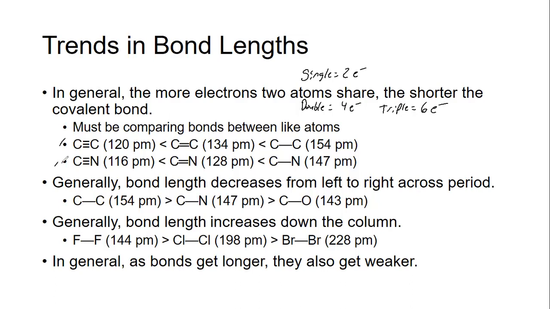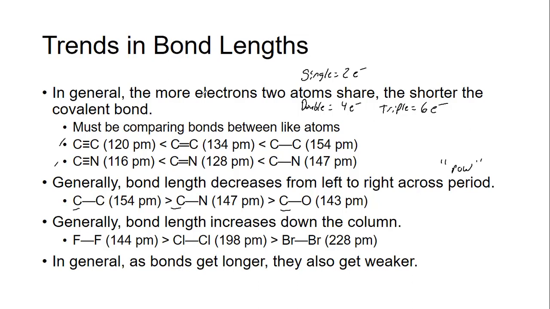Now, what if we want to compare just single bonds? How do we know which single bond is the longest and which single bond is the shortest? Generally, as you move to the right of a period, which means a row of the periodic table, your bond length shrinks. So if we're looking at carbon bonding to a carbon, to a nitrogen, and to an oxygen, oxygen is the furthest right on the periodic table, so it has the shortest bond length, while carbon bonding to itself would have the longest bond length.